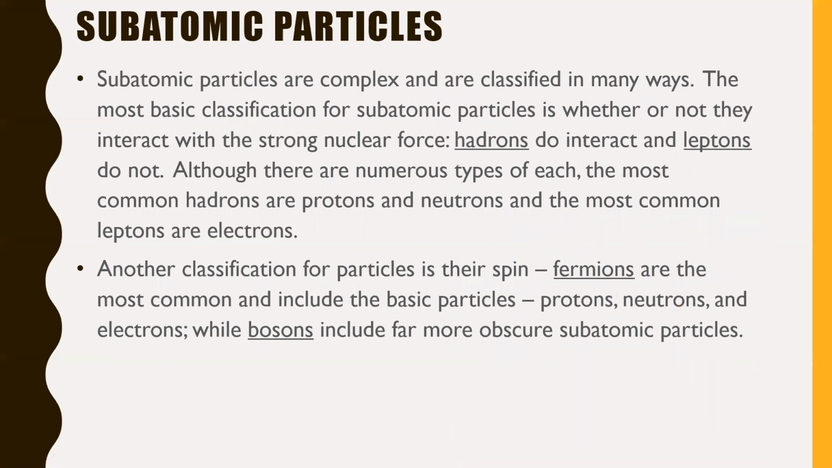Anyway, moving on. Subatomic particles are complex and are classified in many ways. The most basic classification for subatomic particles is whether or not they interact with a strong nuclear force. Hadrons do interact and leptons do not. Okay, so a hadron is another classification. The easiest way of thinking of a hadron would be like a neutron or a proton, because again, they're in the nucleus, so they will interact with a strong nuclear force. Leptons, however, do not. That's why electrons, which are a type of lepton, don't actually interact with that force. I told you today was going to get pretty weird.